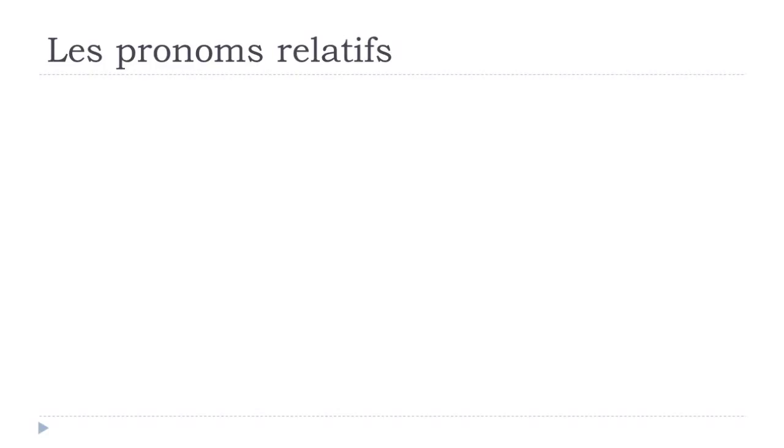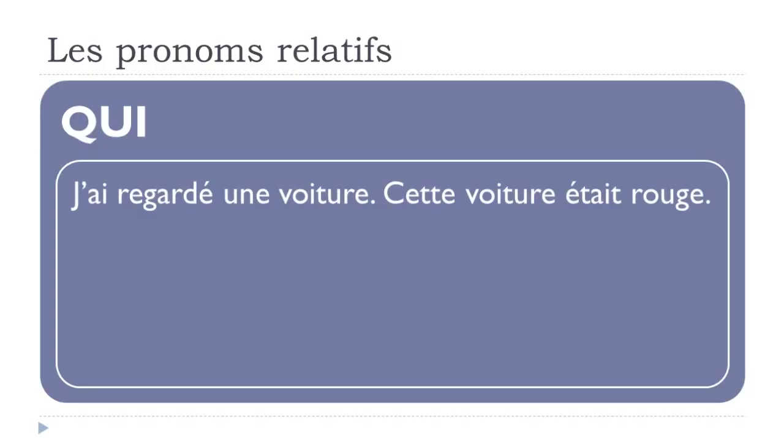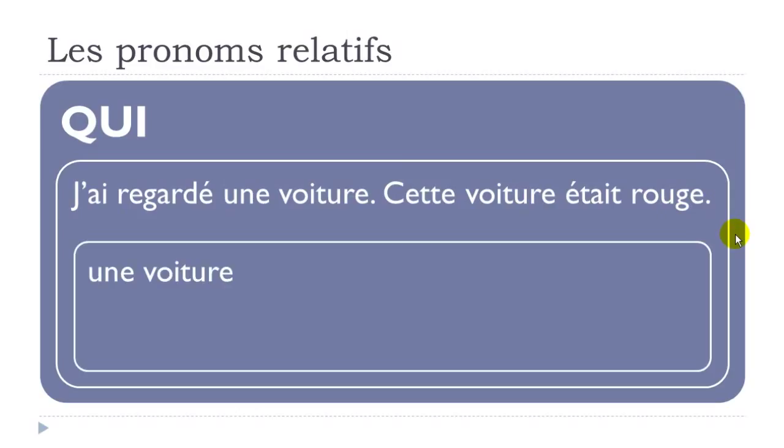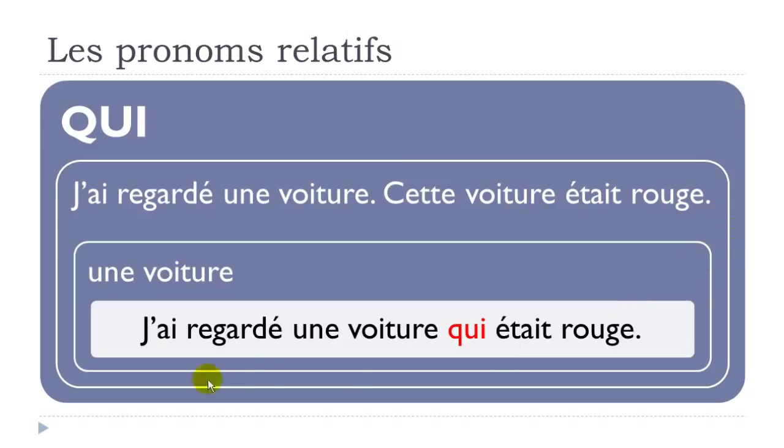Let's see the same sentence, but let's put here the passé composé. J'ai regardé une voiture. Cette voiture était, imparfait, rouge. J'ai regardé une voiture. Cette voiture était rouge. Same thing here. We don't want to repeat voiture. Then we will get the simple sentence: j'ai regardé une voiture qui était rouge. So, just before the verb.